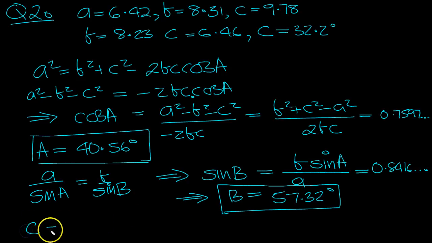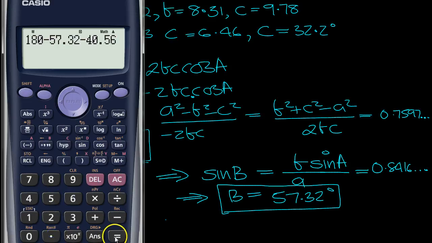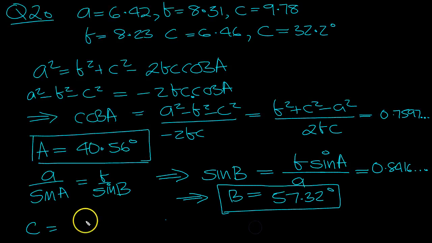So angle C then is equal to 180 minus these two. So it's 180 minus 57.32 minus the 40.56 equals 82.12. And there's all the angles then, isn't it? So the triangle is solved.